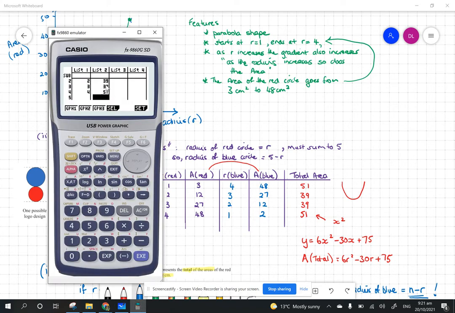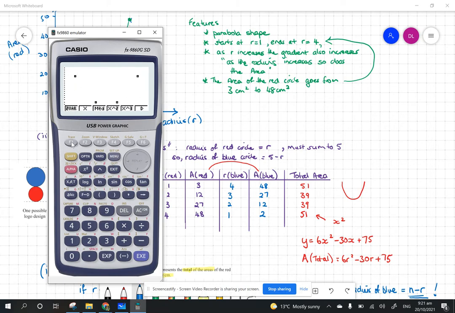Okay, so this is the graphics calculator that I have. So we've entered 1, 2, 3, 4, 51, 39, 39, 51. Then we hit graph. Usually you will have a graph like that, Graph 1, and then you should see the 4 points that you've put in, which makes sense. It should look like that.